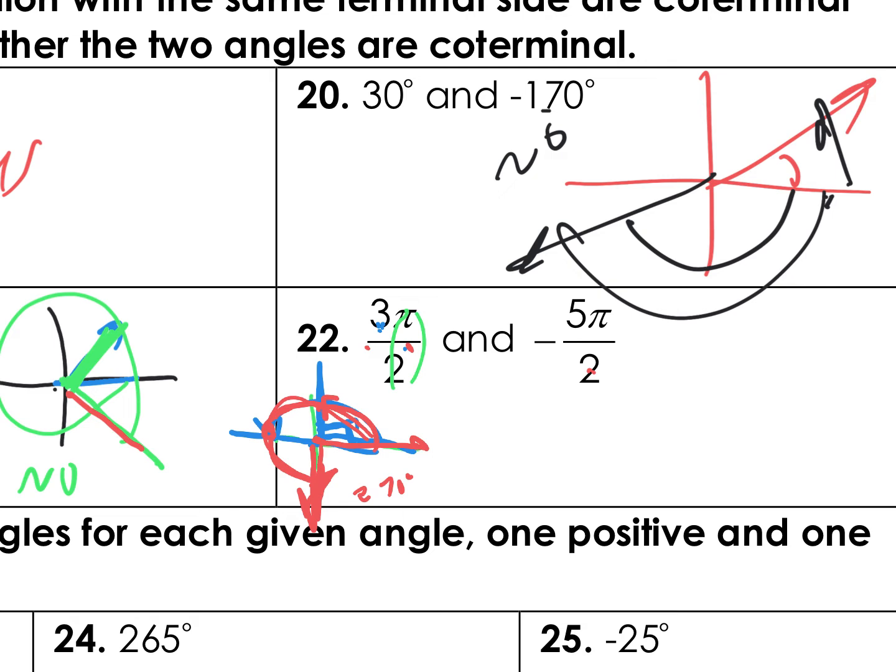This angle opened up all the way out to here. Negative 5 pi over 2 looks like this. Here's negative 1 pi over 2. Here's negative 2 pi over 2. Here's negative 3 pi over 2. Here's negative 4 pi over 2. I've done a whole circle. 1 more pi over 2. There it is. So what this thing did in the negative direction, it went all the way around and a little bit more. So it actually terminates here. Sure looks like they terminate the same, don't they? The answer is yes, they're coterminal.